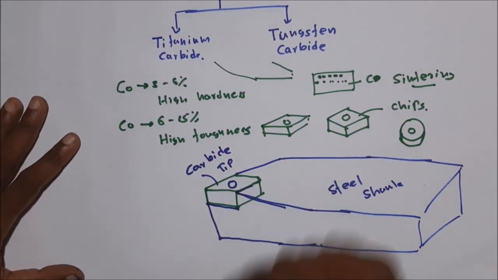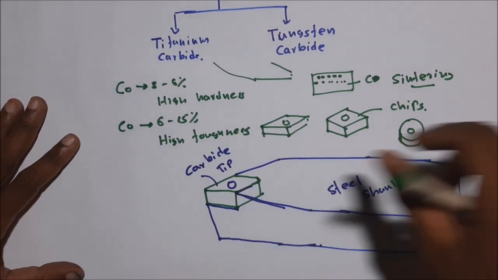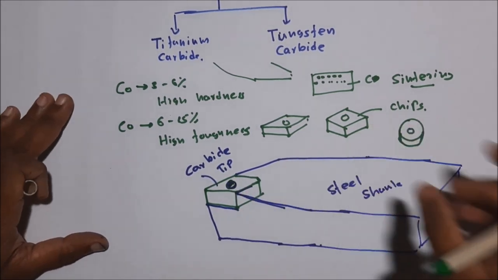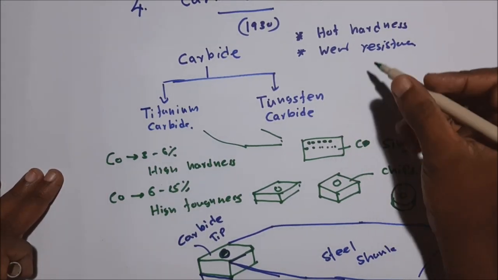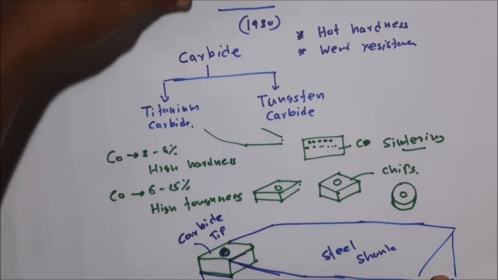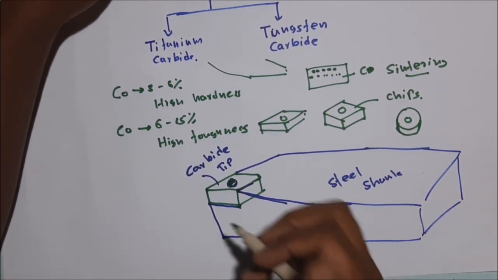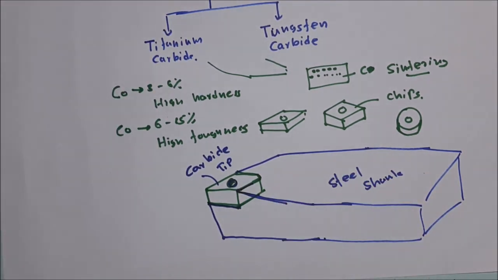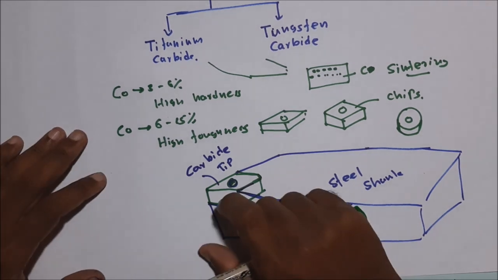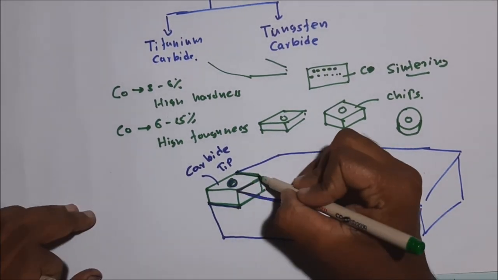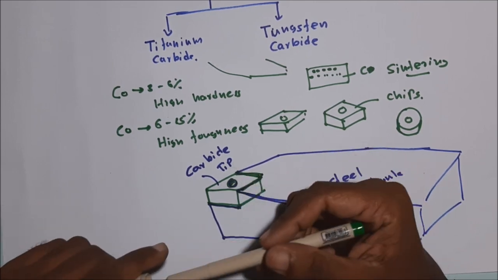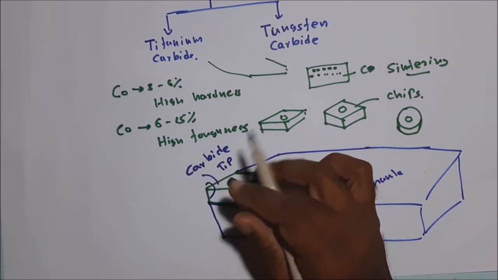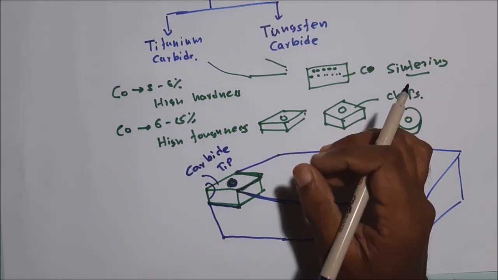Okay, so these insert type chips are extremely popular nowadays. This carbide tip can be clamped using the screw, or in some situations it is welded. Especially the uncoated chips are welded to the steel shank. Okay, permanently it is welded. Then with this replaceable type, using the insert type with the screw, after the carbide tip wears out, it can be replaced. That is one of the important things.